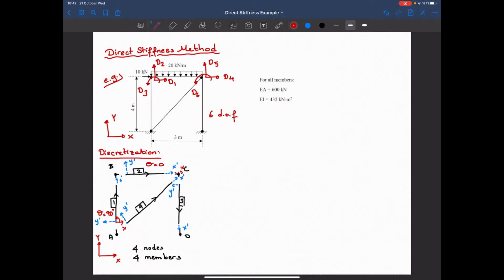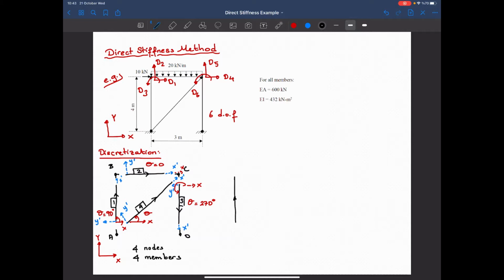For the third, this is the global X. So I start from the global X going into local X in the counterclockwise direction. So theta will be 270 degrees. And for the fourth one, again, from global to local counterclockwise direction, and that would be my rotation angle. Okay, now let's show the local degrees of freedoms of every member.